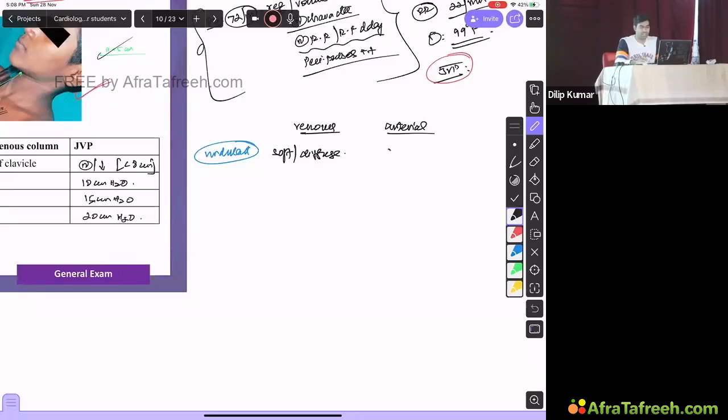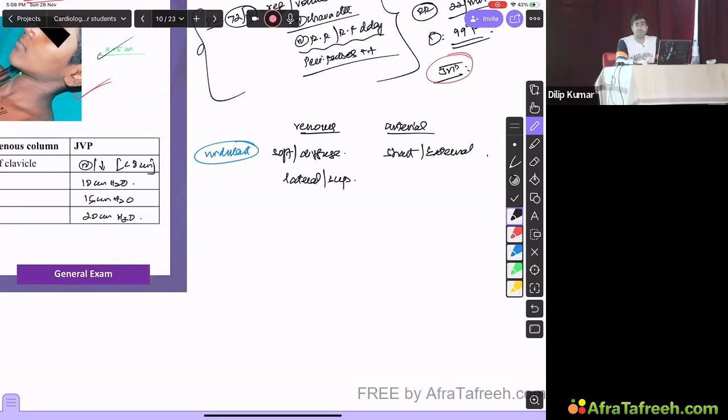Whereas arterial pulsations will be very sharp and external. It will be very well localized. In one particular area, you will be able to see the pulsations if it's arterial. Venous pulsations will be lateral and more superficial. Venous pulsation will be more lateral to the neck and more superficial, whereas arterial pulsations will be more medial and deeper. It won't be superficial.